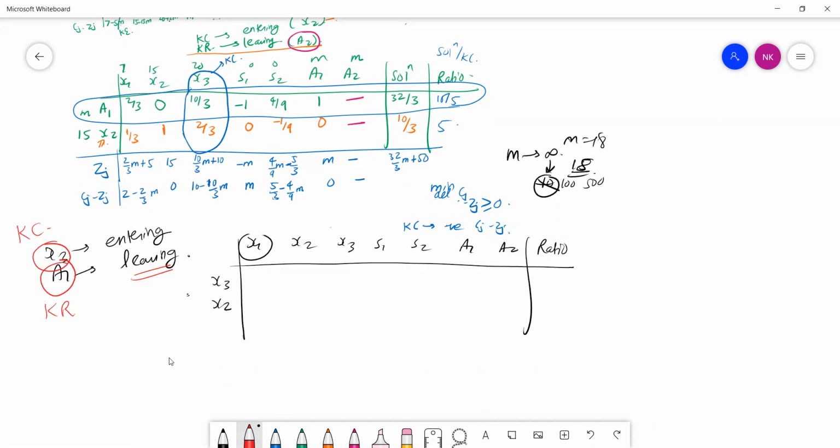So how can we calculate it? We all know how. Whatever variable is entering, in this case x3, the previous values are divided by the key element. In this case, the key element is 10 by 3. So just divide by 10 by 3 and we will have the answer for our first row. So it will be 2 by 3 divided by 10 by 3, which is nothing but 1 by 5. No need to show all these calculations.